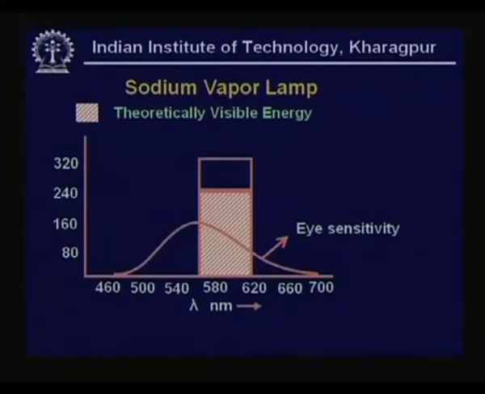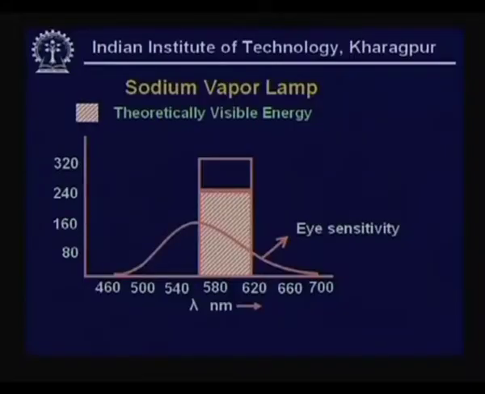In fact, the eye sensitivity curve, the bell shaped curve which we saw in the previous one, is still there with a peak around 550 nanometers. Now, what do we observe? Between 560 to about 610, you have a histogram. The bigger one corresponds to the total energy distribution due to the sodium vapor lamp. That means this is the region where the radiation due to a sodium vapor lamp exists.